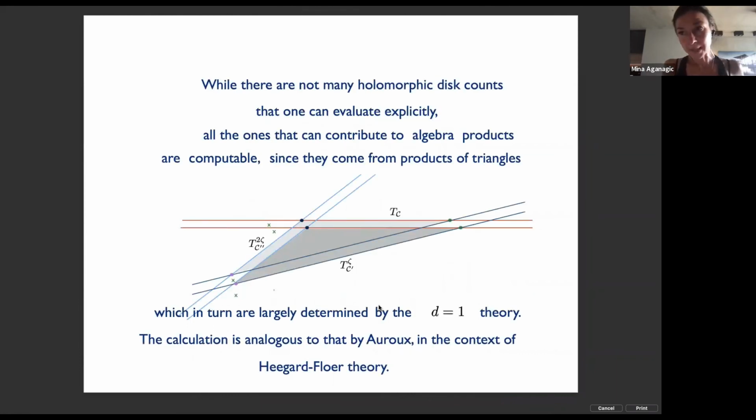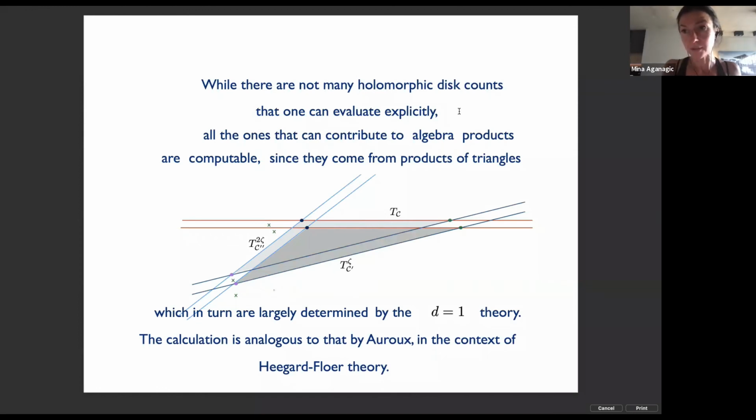Now, there are not many holomorphic disks that one can evaluate explicitly, but it turns out that all the ones that contribute to the algebra products are computable because they come from products of triangles, which are essentially determined by the D = 1 theory. Those are the kinds of maps we know how to compute: how to count maps from a disk with 3 marked points to a holomorphic triangle like this. That's high school geometry, so the calculation is analogous to what Aru did in the context of Heegaard-Floer theory.